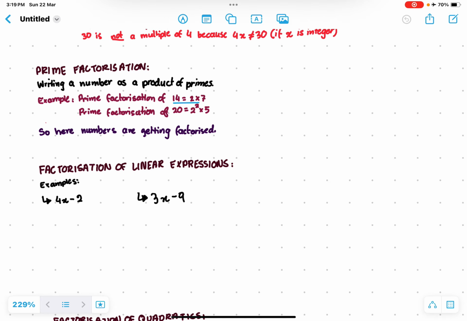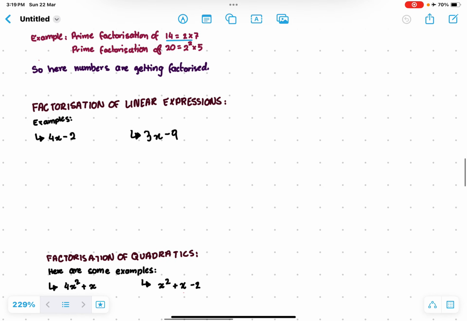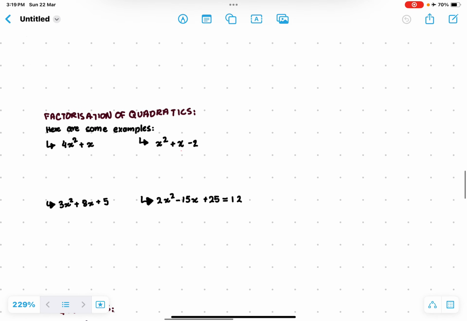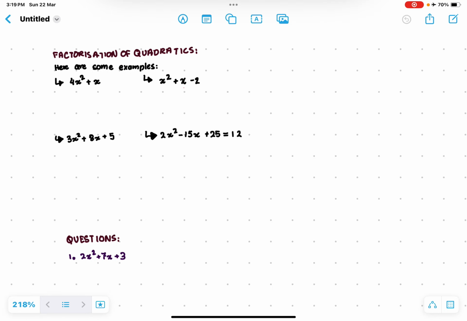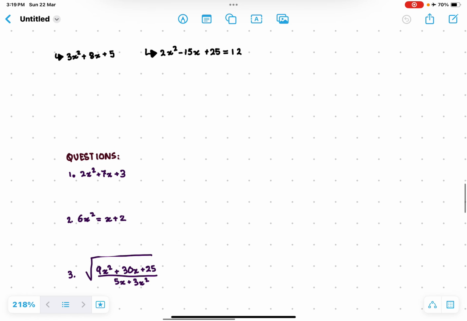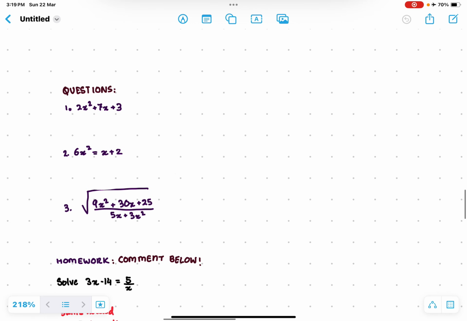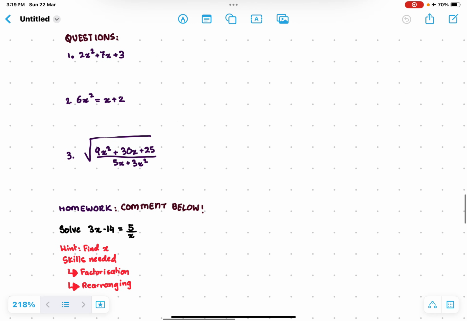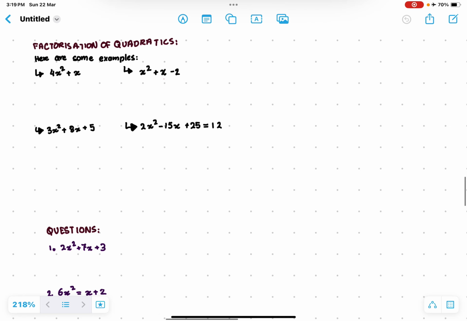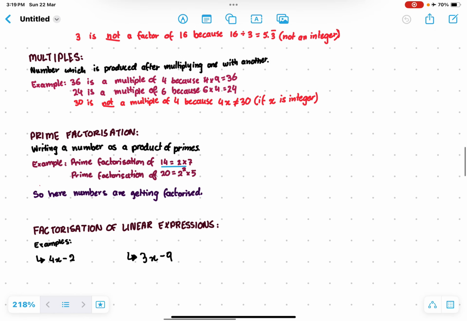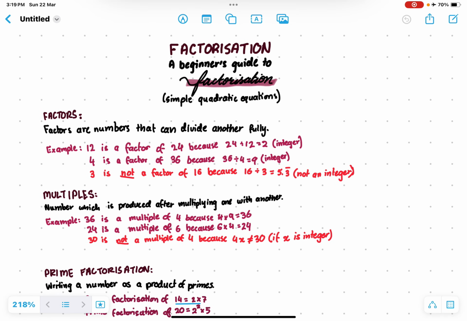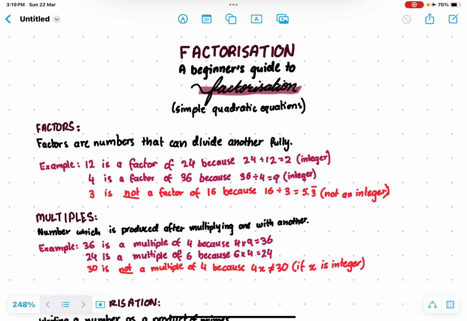And then in the next one, we're going to look at factorization of linear expressions. Then in the next one, we're going to look at factorization of quadratics. And then in the next one, we're going to look at questions, followed by some homework for you guys. So there should be 1, 2, 3, 4, 5 videos in this series. And let's try to make these as short as possible. So let's get into it.